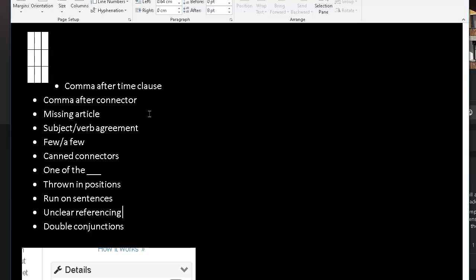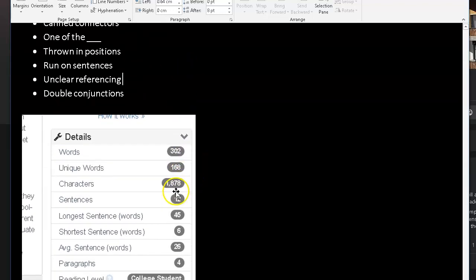However, blah, blah, yet, blah, blah. Double conjunctions: some conjunctions go at the beginning of a sentence, and then they connect two clauses, and they don't require anything in between. We'll see some examples of that.